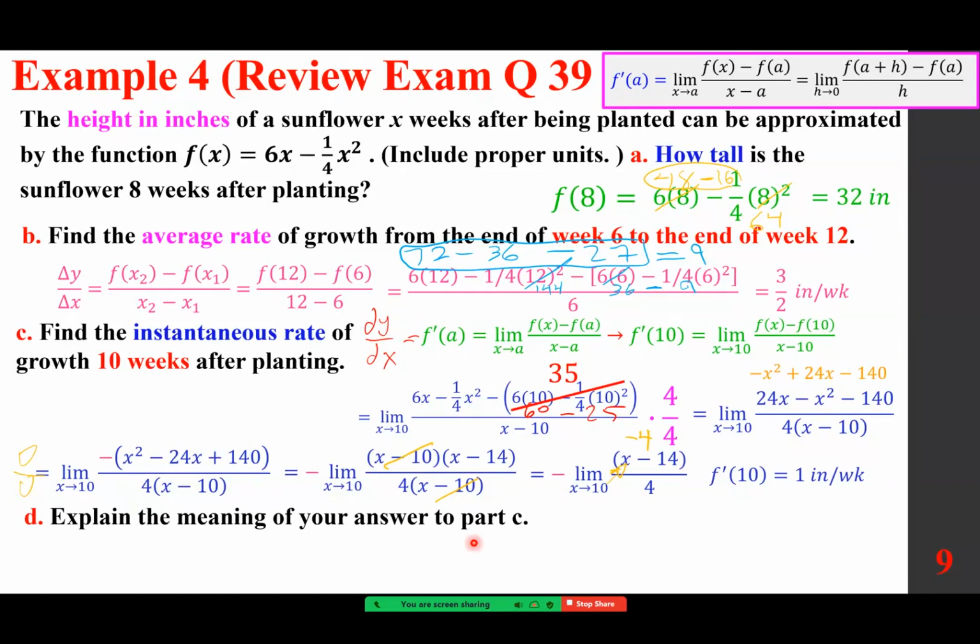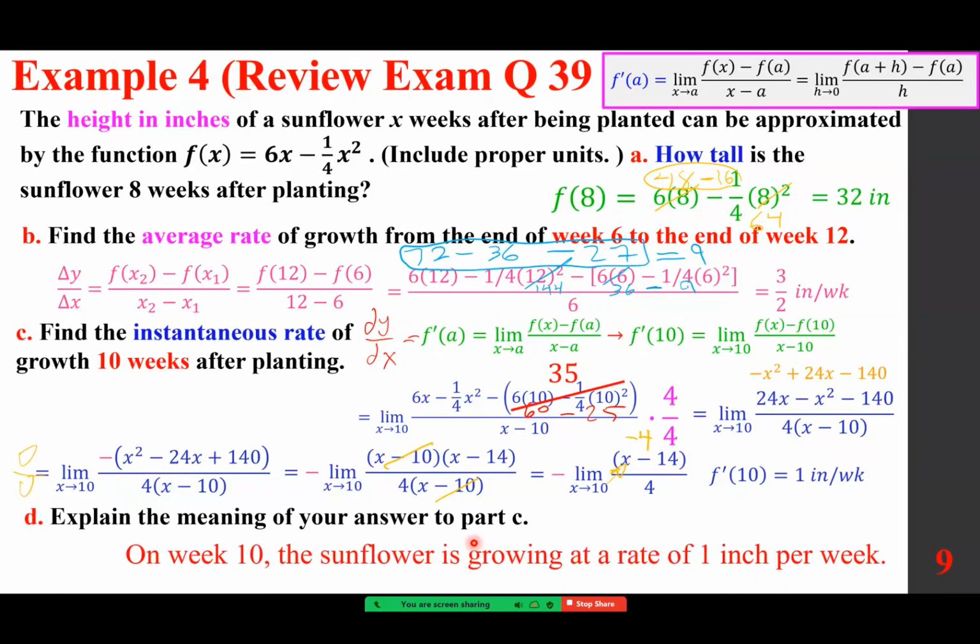Explain the meaning of your answer to part C. On week 10 or after week 10, the sunflower is growing at a rate of 1 inch per week. At that moment, that's the meaning of instantaneous rate of change.